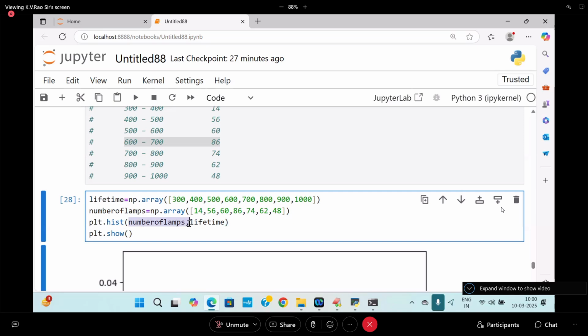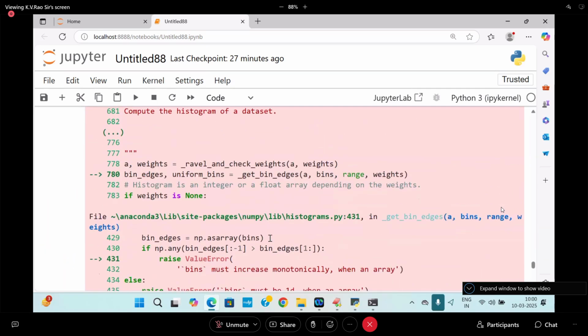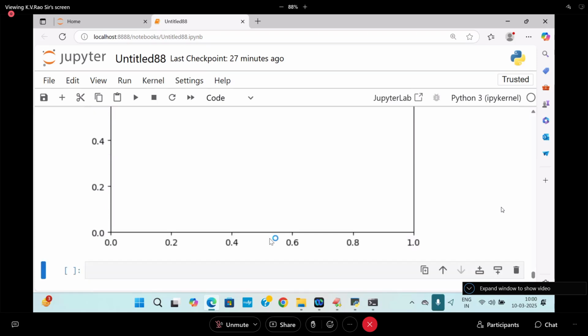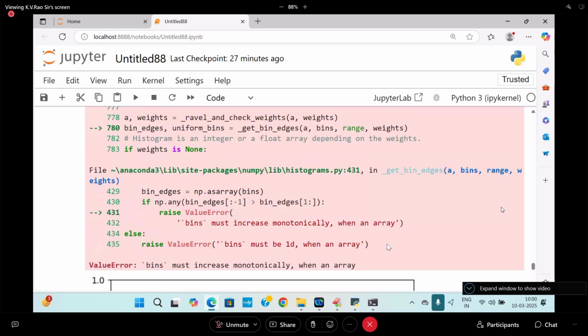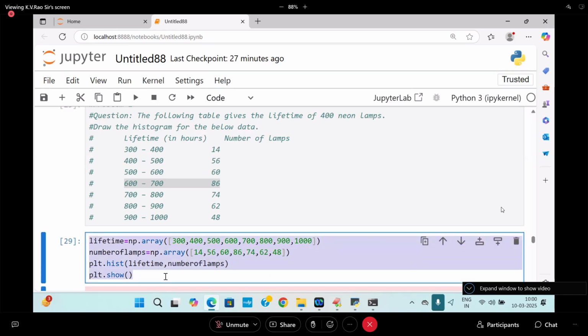Let me go to lifetime and number of lamps. In this way I will take it. If this is given like that and I try to write it, a value error is going to come. So how can we go about solving this problem? For that, you are supposed to take it. The code will be like this.